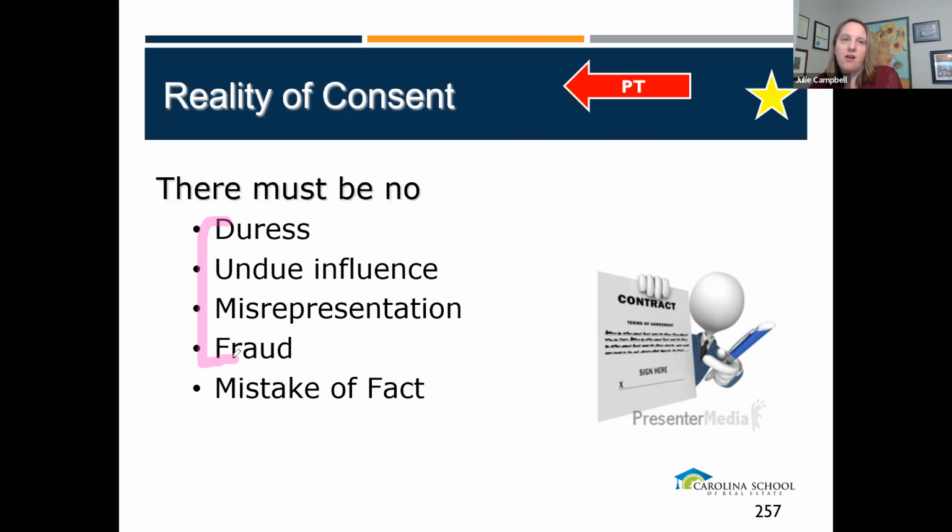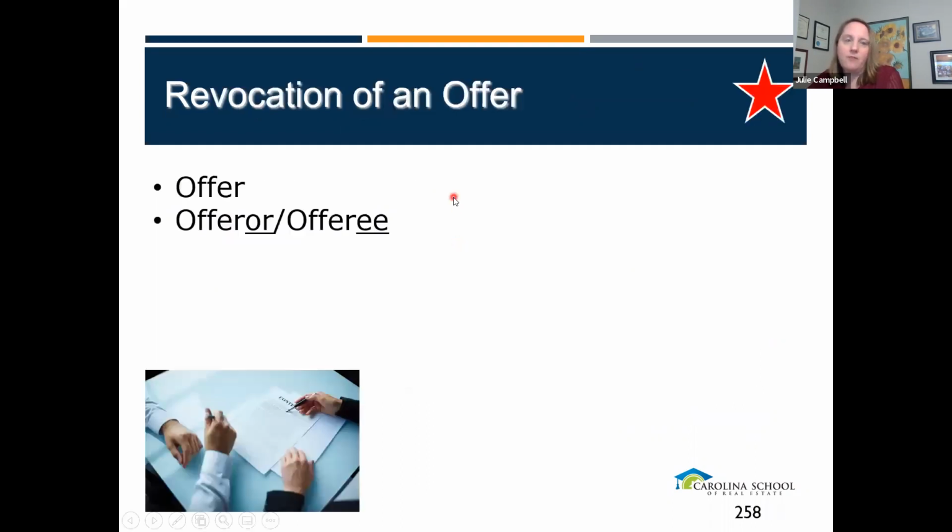It's way too easy to call it buyer and seller. So what are they going to call it? Offeror, offeree. So the offer is an offering to enter into the contract. I'm presenting you with these terms. The offeror presents it to the offeree.